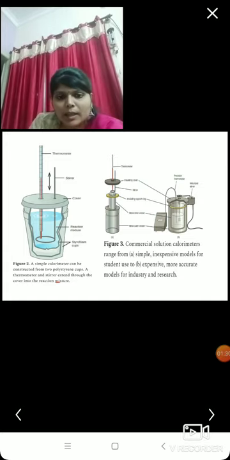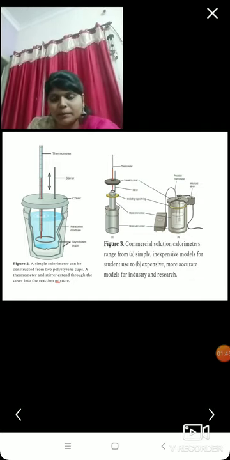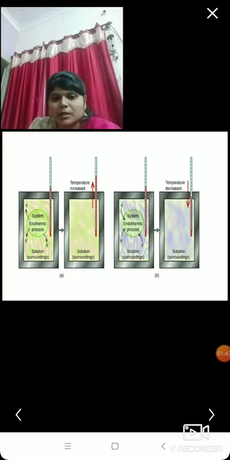This is the advanced type which is seen here. And this is the normal one. And this is the advanced one which is used for industrial purposes and research purposes. This gives you accurate readings of the calorimeter, of the substances. See, this is the substance.